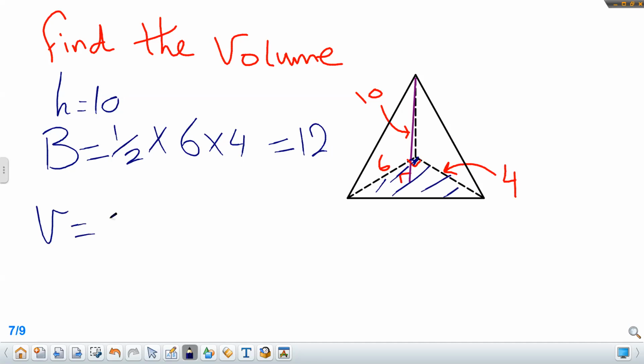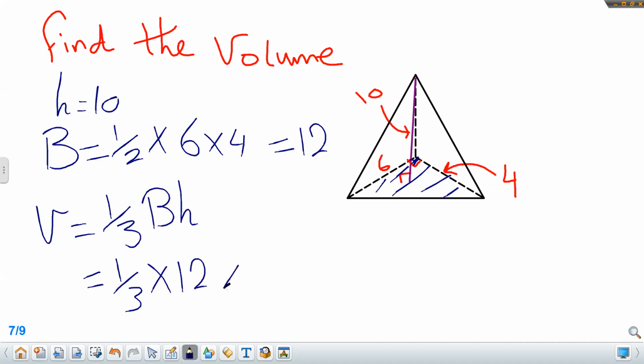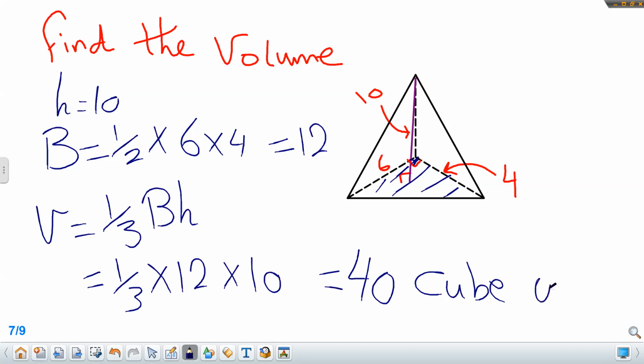Volume of the pyramid is 1 over 3 base area times height. So we can find 1 over 3 times base area, which is 12, times height, which is 10. It will be 40. 40 what? 40 cube units. Okay. This figure number 3.